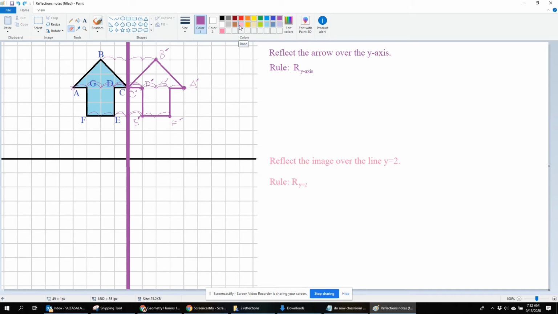And now I want to do my second reflection. I'm going to take the purple arrow and I'm going to reflect it over the line y equals 2. So remember, step 1 is draw our line of reflection. So y equals 2 is 2 on the y-axis and then perpendicular through the y-axis.